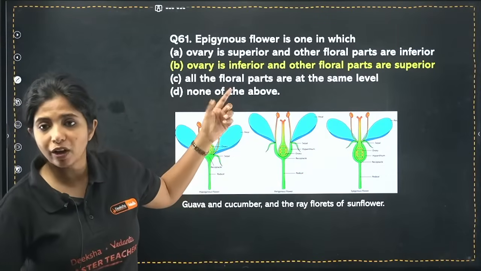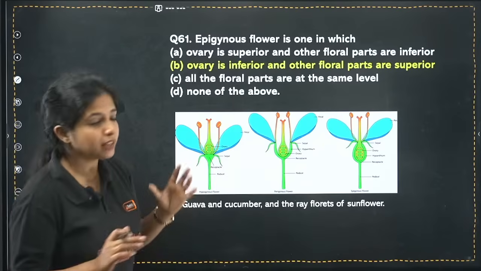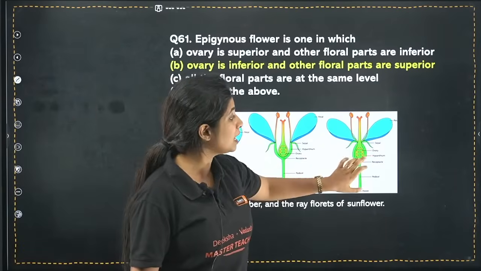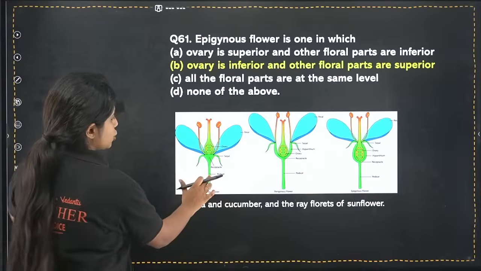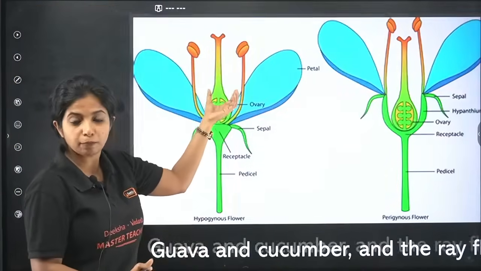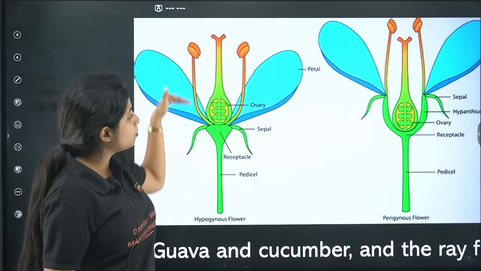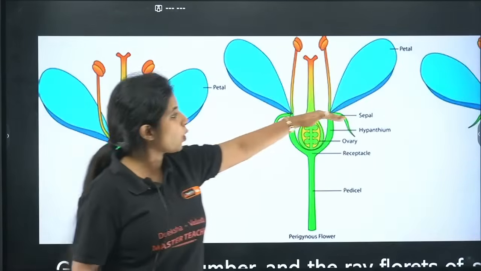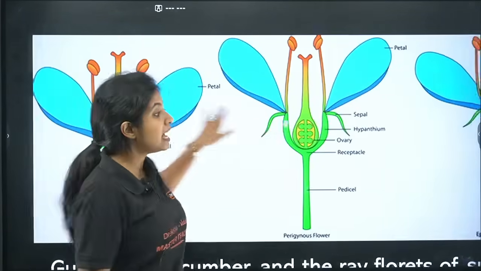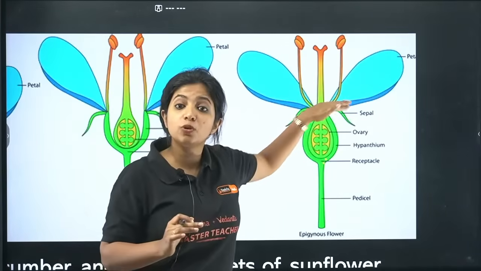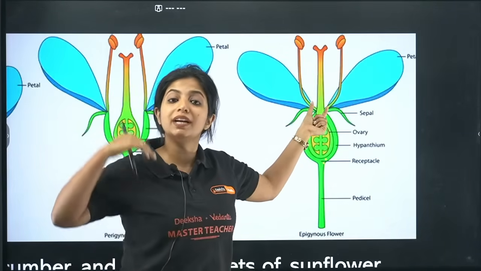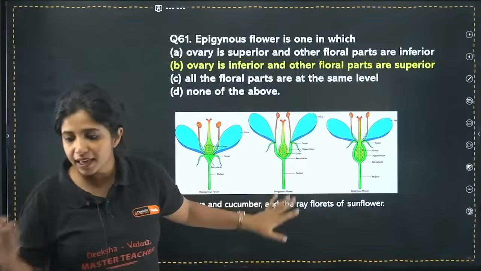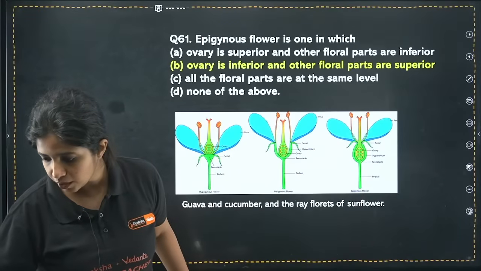Now, what is an epigynous flower? Epigynous means the ovary over here is going to be inferior. You have 3 conditions. Hypogynous means the ovary is going to be superior at the top, and everything would be below it. Petals, sepals, every part of it will be below it. Perigynous means all of them are going to be at the same level. Epigynous means the ovary is going to be inferior, and everything is going to be at the top of it. It is known as the epigynous condition.